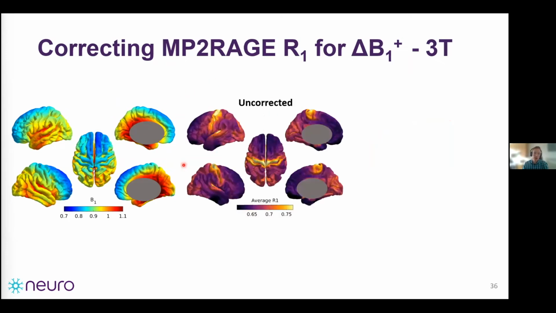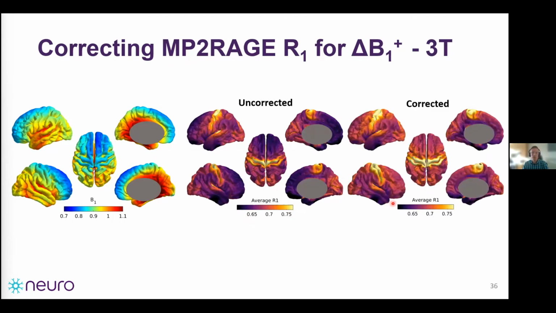If we look at the uncorrected value, to the untrained eye it might look pretty good. We have, again, good left-right symmetry. The motor sensory cortices are showing up nicely, and we have good auditory cortex up there. Then if we look at the corrected value, what we mainly see at first is an increase in the R1 values. Especially in the frontal cortex, R1 changes from 0.65 to 0.7, which corresponds to a change in T1 values from about 1550 milliseconds down to 1400 milliseconds, which is a little bit more reasonable of a value.